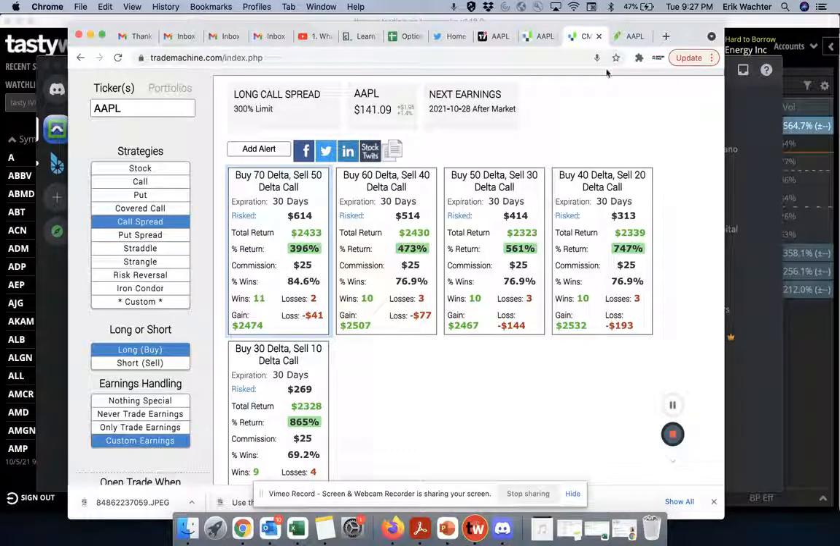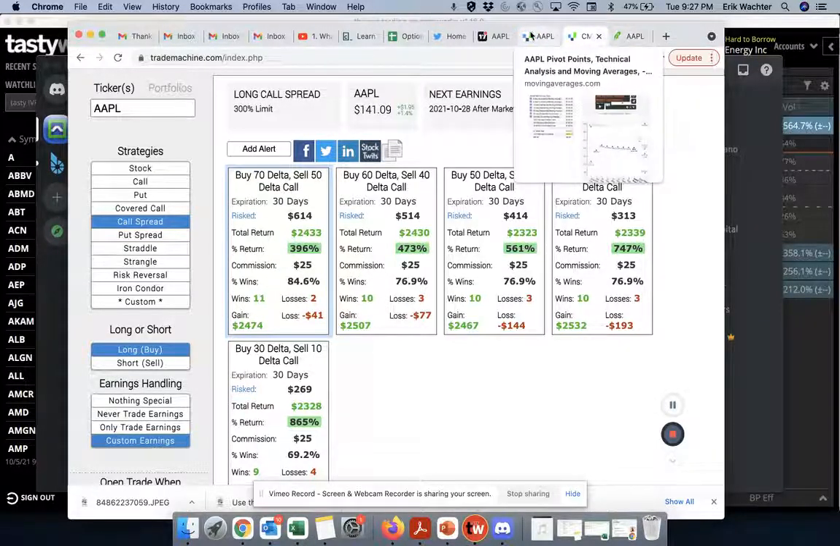Okay, so that's just a trade idea. As always, this is for educational purposes only.